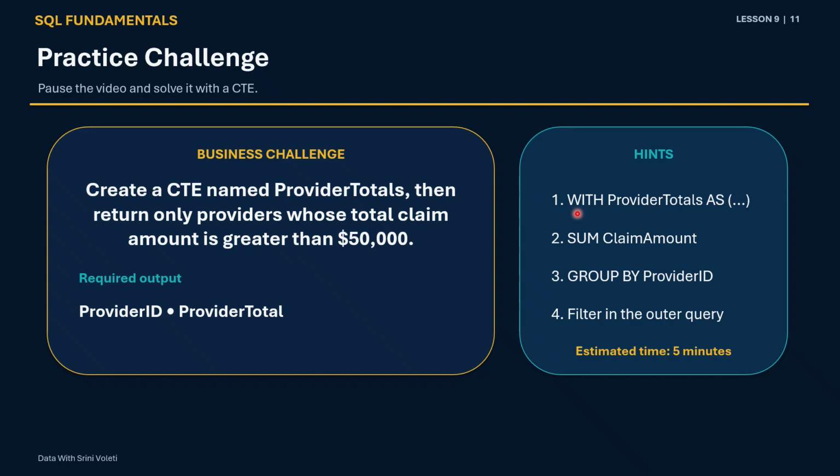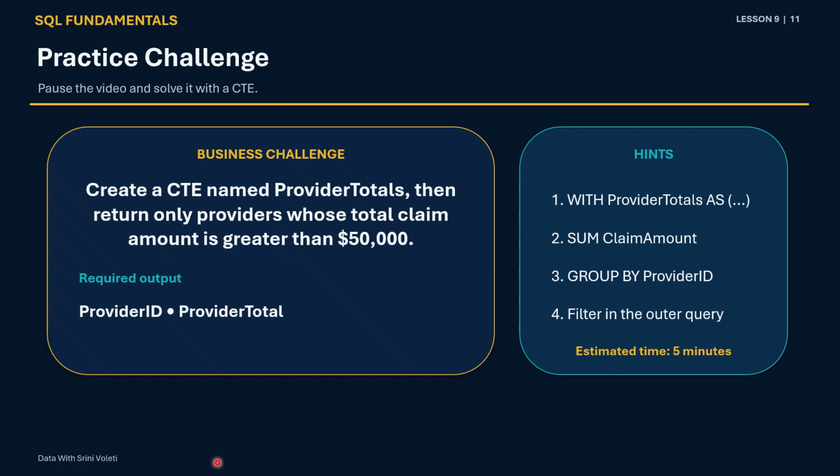What should the CTE do? The name tells us provider totals should calculate one total per provider. So inside the CTE, we need provider ID, sum of the claim amount, and group by provider ID. What should the outer query do? The outer query should work with the already prepared provider totals result and keep only provider total greater than 50,000. Notice how cleanly the responsibility is separated. The CTE prepares the provider level dataset. The outer query applies the final business filter and returns the answer.